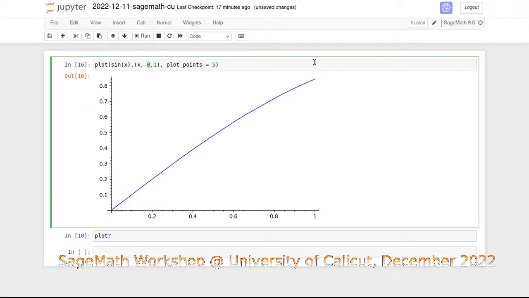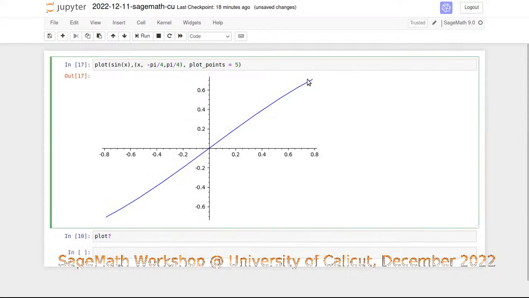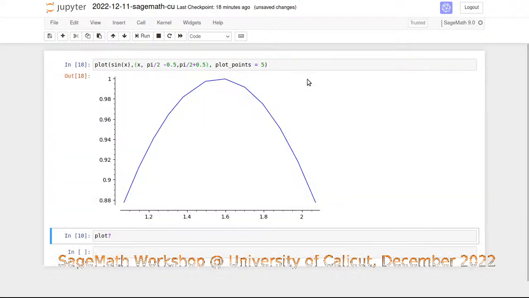So where should we take? Minus pi by 4 to pi by 4. That's again a straight line. Oh sorry, minus pi by 2. You will take that curvy region there: pi by 2 minus 0.5 to pi by 2 plus 0.5. Let us see what happens here.